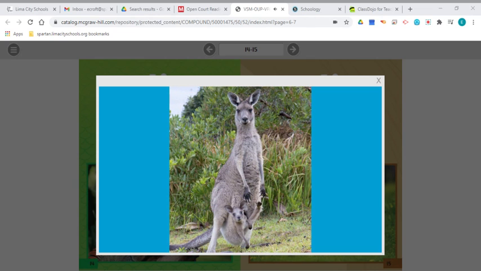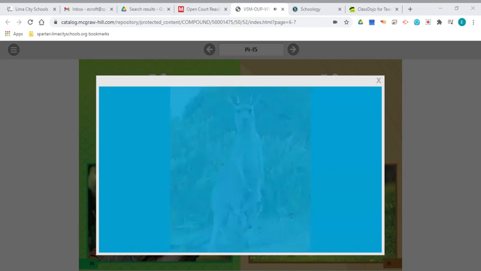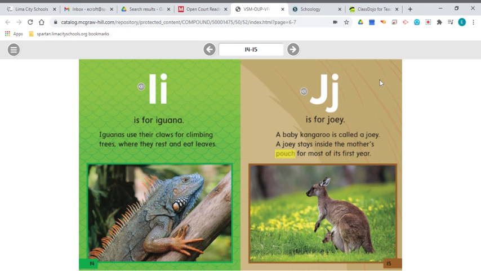Kangaroos have a pouch. Pouch. All right, so a pouch is a pocket of skin on some animals. A pocket of skin on some animals is a pouch.